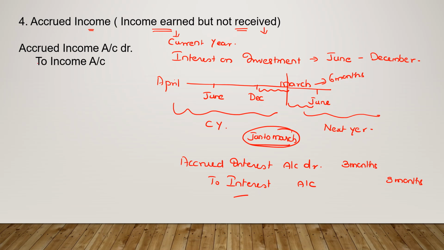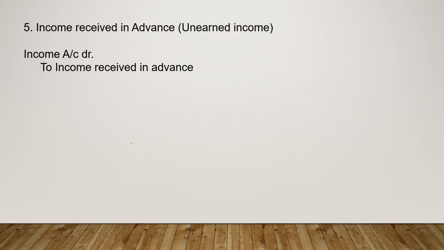Therefore, the general entry that you need to know is, whatever is the nature of income which has accrued, which has been earned but not yet received, you would debit that particular accrued income account and you would credit that particular income account. So hope that is clear. Now we'll go to the next.